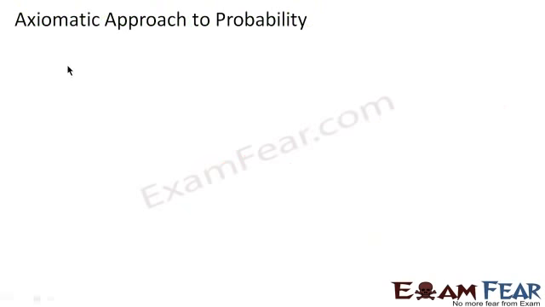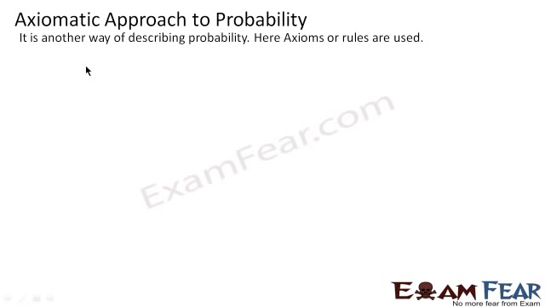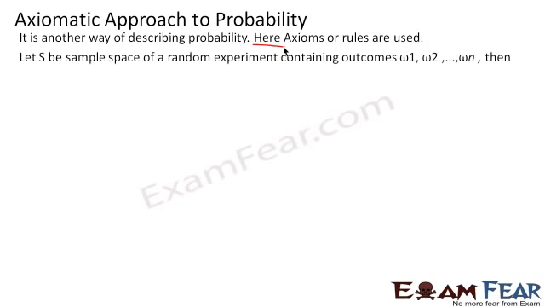Now we will study the axiomatic approach to probability. There are various formulas here which you have to learn. The axiomatic approach is just another way of describing probability. Here axioms are used. Axioms are nothing but rules. In this case we have to assume something.